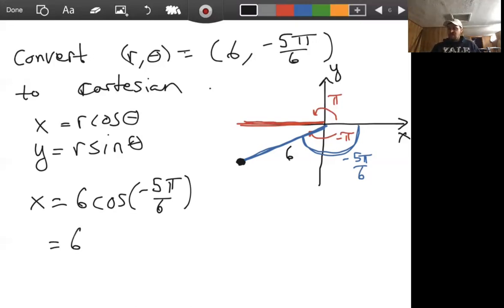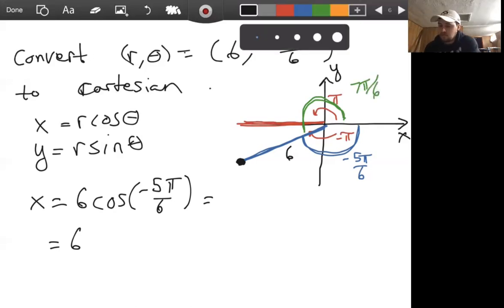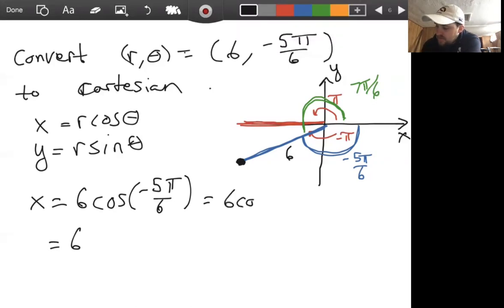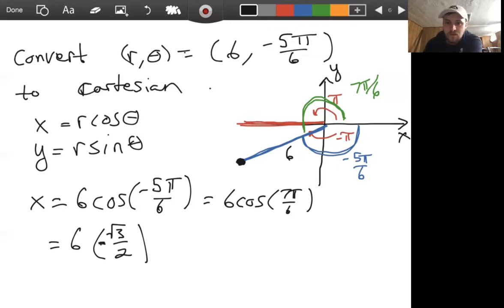So cosine of negative 5 pi over 6, you may notice this is the same as cosine, like in the other direction, I'll draw it in green here, it's the same as 7 pi over 6. So if you have the unit circle memorized, then this would be the same as 6 cosine 7 pi over 6, which may help you remember that this is 6 times root 3 over 2. Sorry, negative root 3 over 2, right? Because it's on the negative x-axis. So this means we have an x value of negative 3 root 3.